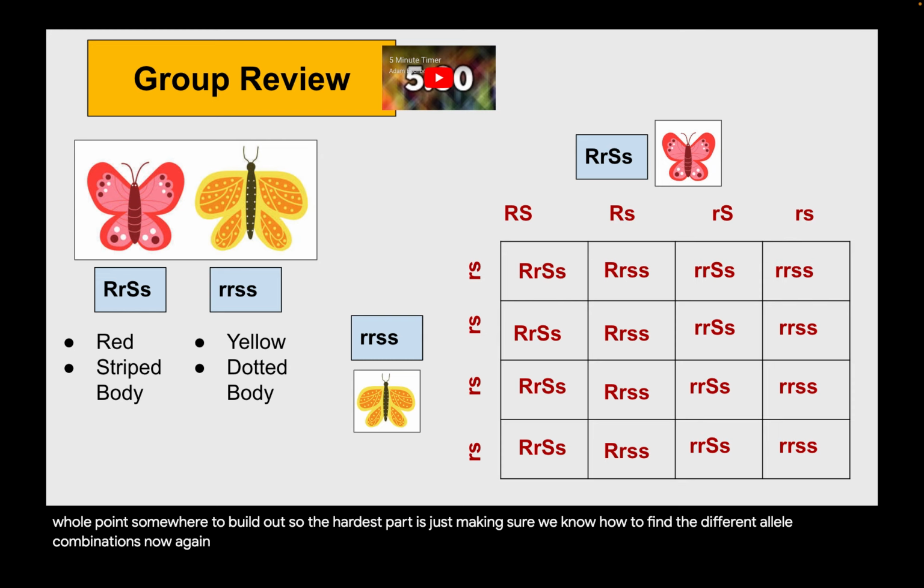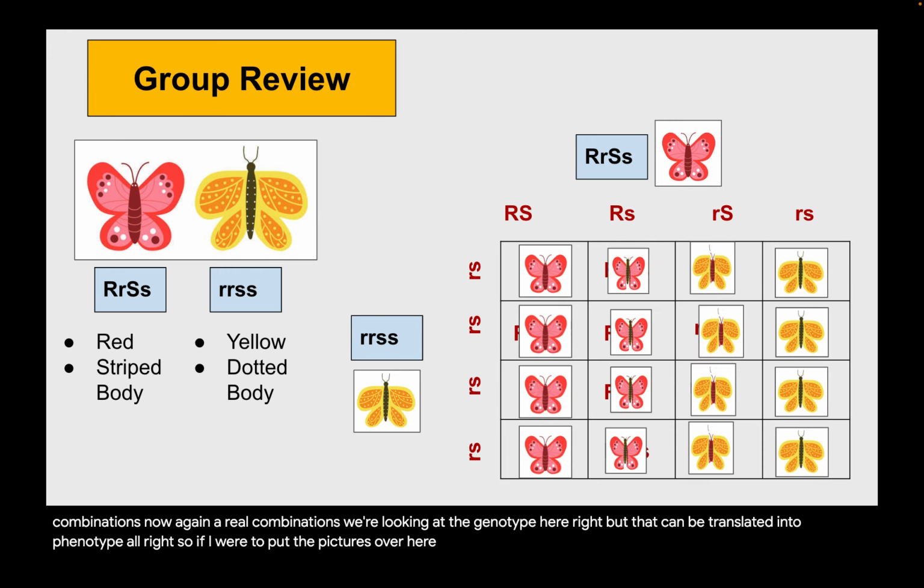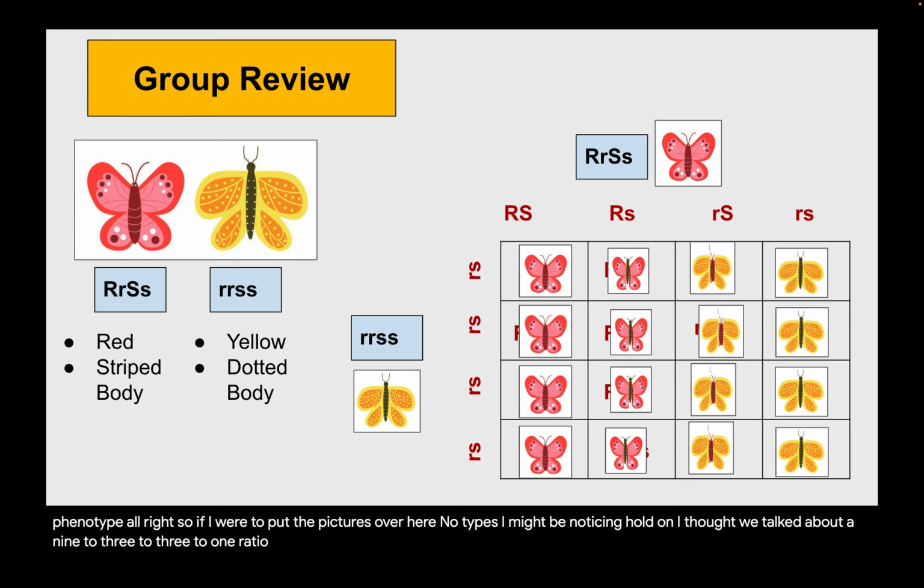Now again, allele combinations, we're looking at the genotype here, right? But that can be translated into phenotype, right? So if I were to put the pictures over it here, right, that would be the phenotypes that it translates into. Now, you might be noticing, hold on, I thought we talked about a 9:3:3:1 ratio. Now, I don't see that here. Well, yeah, that's true. I don't see a 9:3:3:1 ratio.